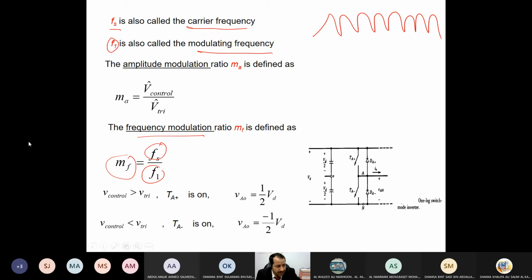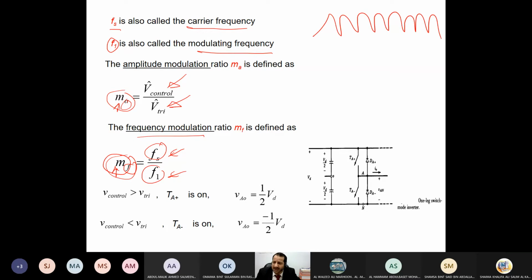Now, usually this MF is expected to be in the range of 20 plus or minus 30, because as I mentioned, here it is in kilohertz and here in hertz, so the value is high. Another parameter is MA. You see M for modulation, A for amplitude. Amplitude modulation is the comparison between the control signal and the triangle signal.